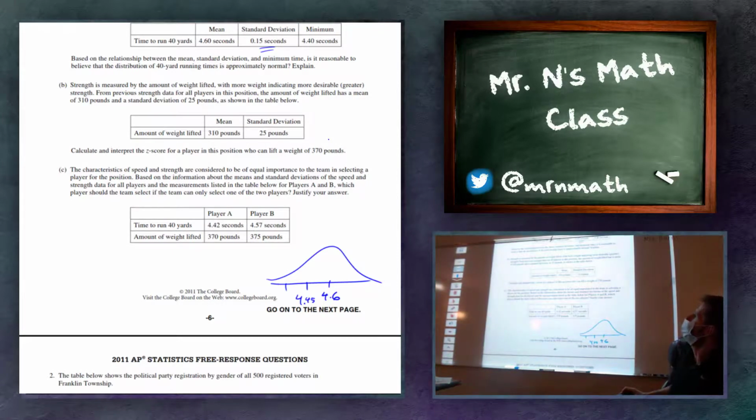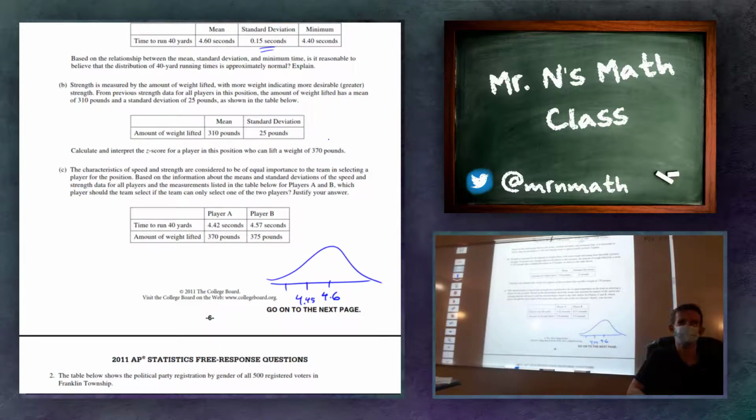Strength is measured by the amount of weight lifted, with more weight indicating greater, more desirable strength. From previous strength data for all players in this position, the amount of weight lifted has a mean of 310 pounds and a standard deviation of 25 pounds, as shown in the table below. Calculate and interpret the z-score for a player in this position who can lift a weight of 370 pounds.